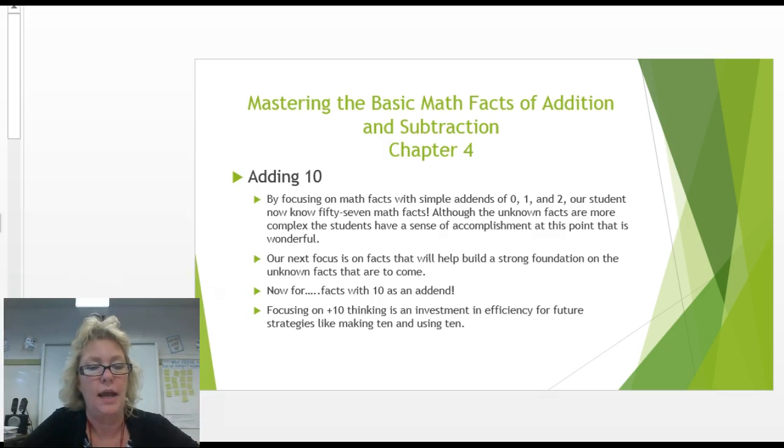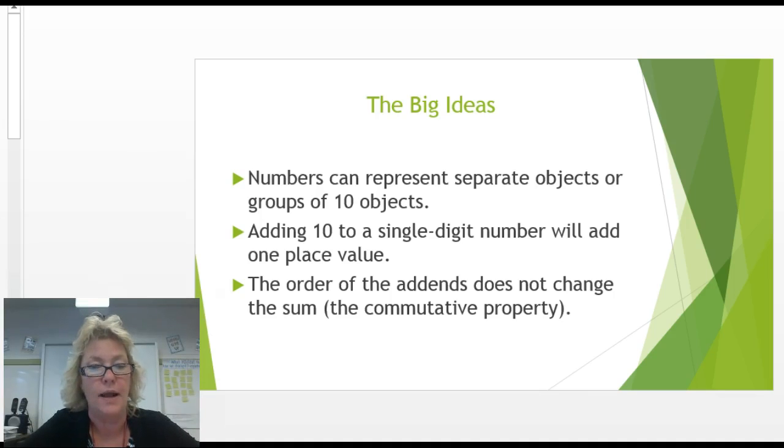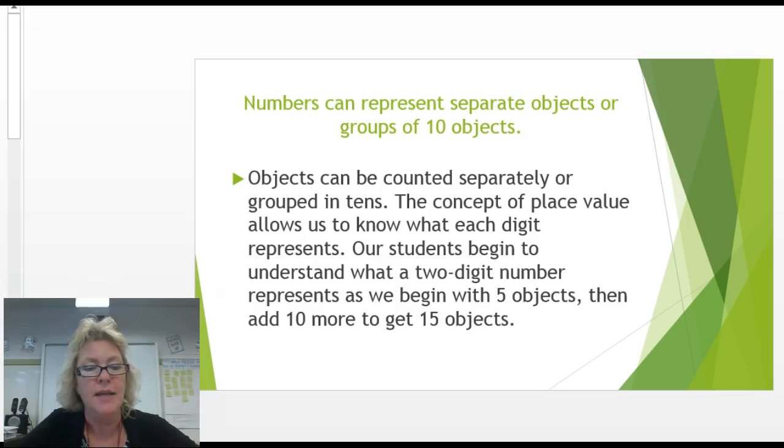It is a wonderful tool for them to have in their tool belt, and the strategies that they can actually use with it are infinite, because everybody will use them a little bit of a different way. Now, the big ideas we're going to focus on this time are that numbers can represent separate objects or groups of 10. Adding 10 to a single digit number will add 1 place value, and the order of add-ins does not change the sum. I wonder if we've seen the commutative property before, or if we'll see that again.